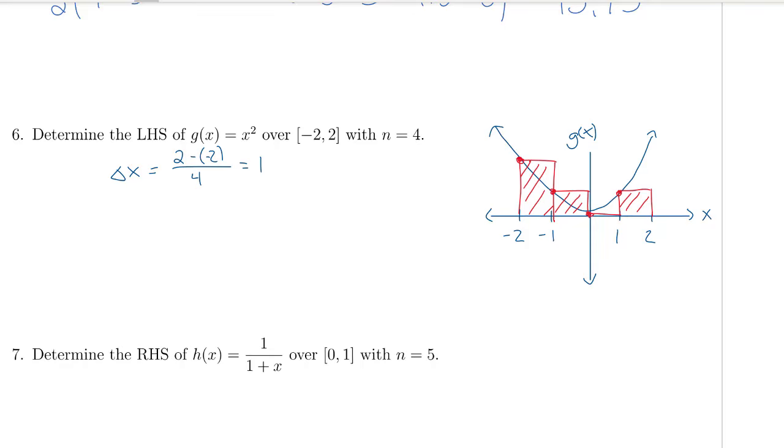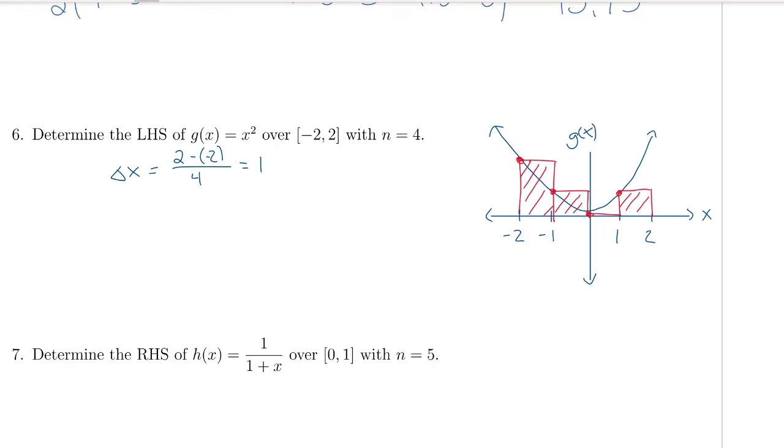So the width of your rectangles should be the length of the interval, so that's 2 minus -2, or 4, divided by the number of pieces. In this case, n is equal to 4, so we divide that by 4 and see that our width should be 1. So if we start at the left endpoint of our interval, -2, and skip count by 1, that gives us the base of each rectangle.